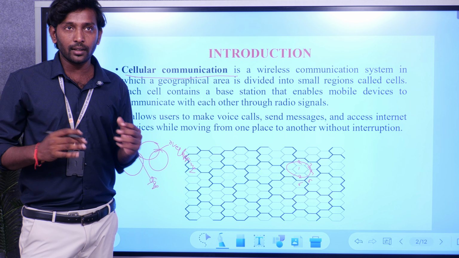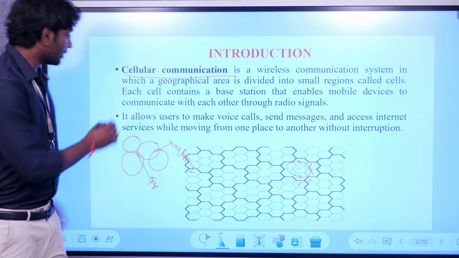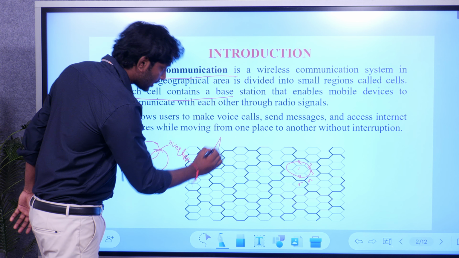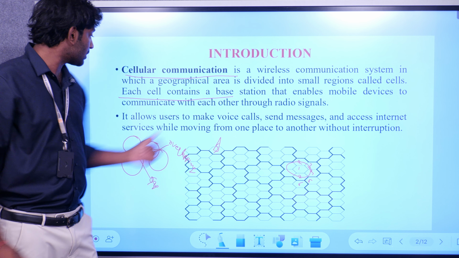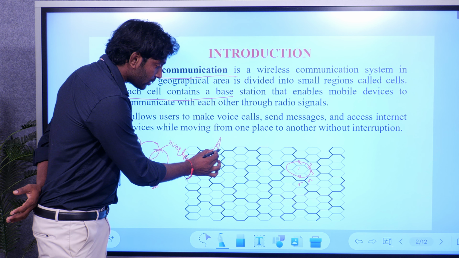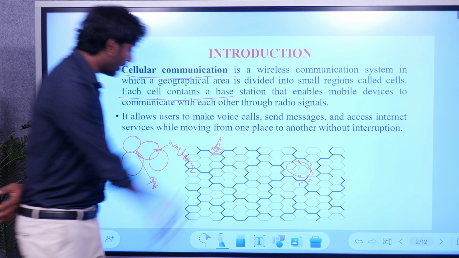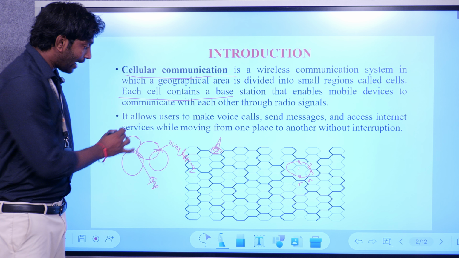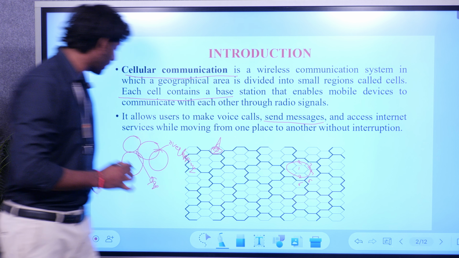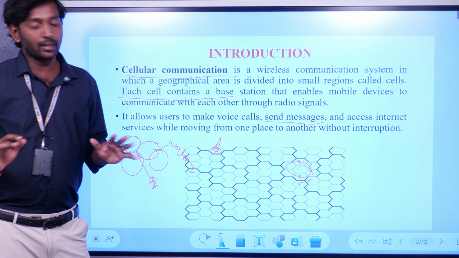For example, we are living in a city. That city will be divided into hexagonal shaped cells. Next, each cell contains a base station. This base station enables mobile devices to communicate with each other through radio signals. It provides the radio signals and covers the entire geographical area of the hexagonal shaped cell. It allows users to make voice calls, send messages, and access internet services while moving from one place to another without interruption.